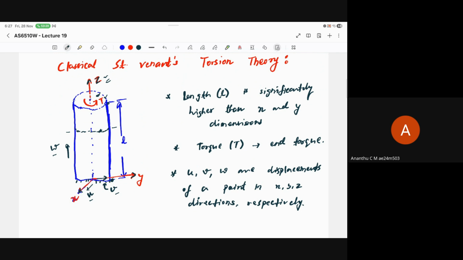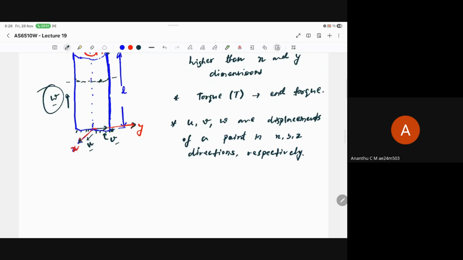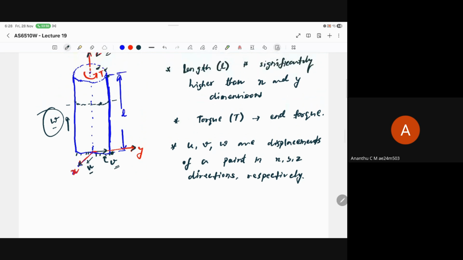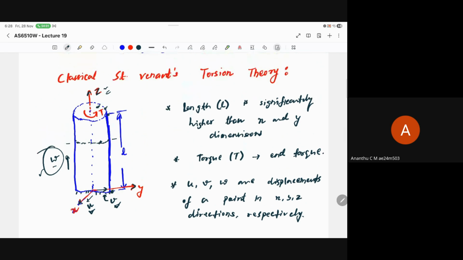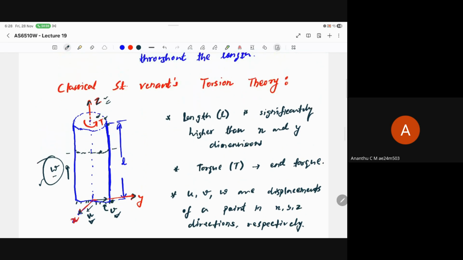But if you have a non-circular cross section of some arbitrary shape, when you apply this torque T, there will be displacement of the cross section in the out of plane direction, and that is the w displacement we are talking about. So for a circular cross section, any point on a cross section will have only u and v displacement, but a non-circular cross section is going to have u, v, and w displacement. That is why it becomes difficult to study non-circular cross sections.